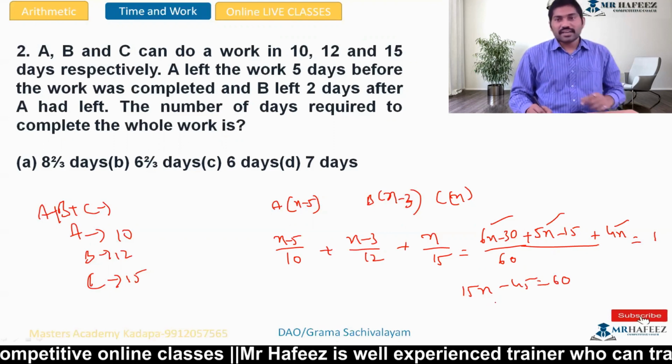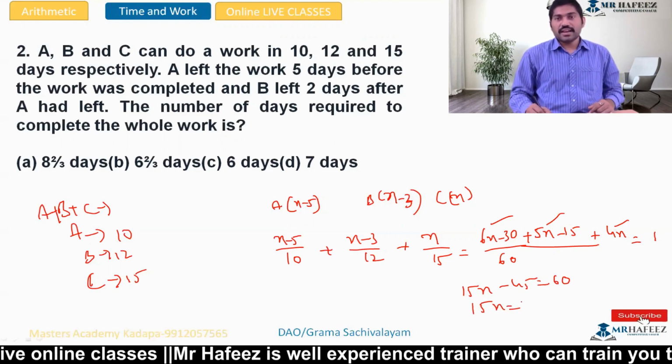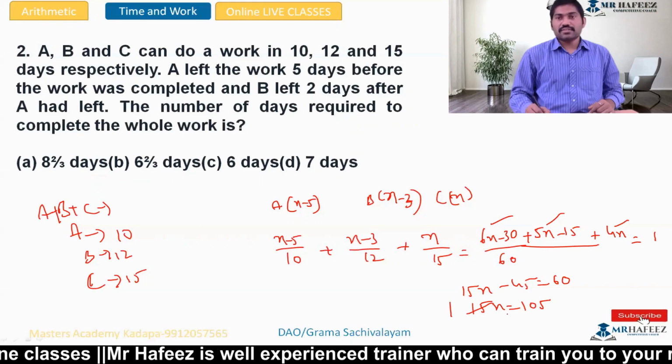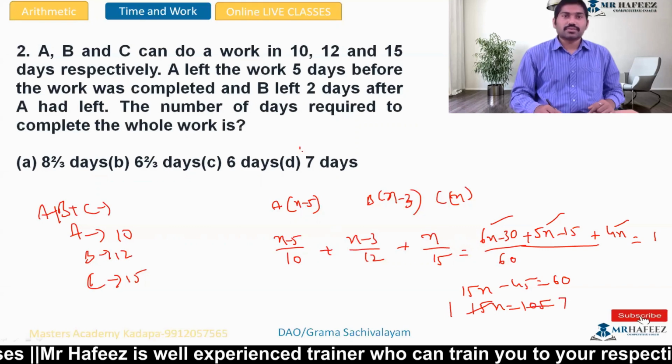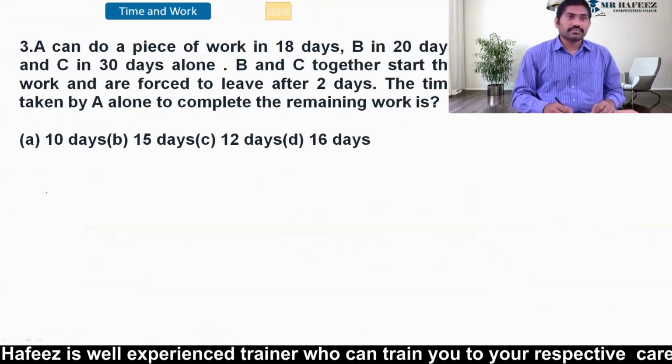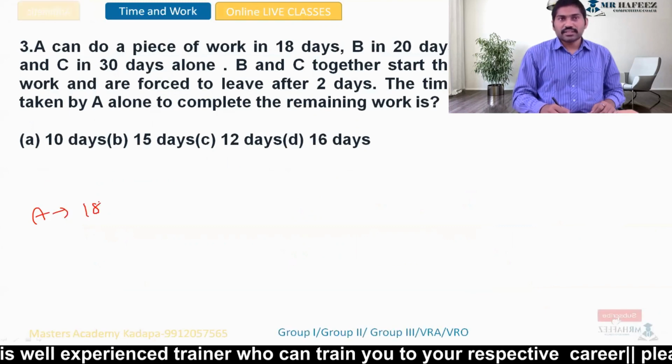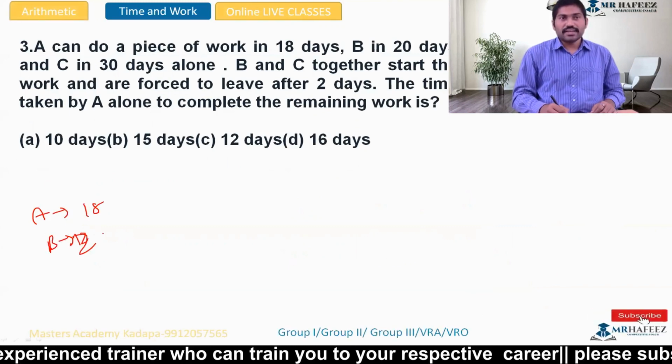So 60 plus 45 is 105. So 15n equals 105. 15 sevens, so n equals 7 days. Answer over. Next question.